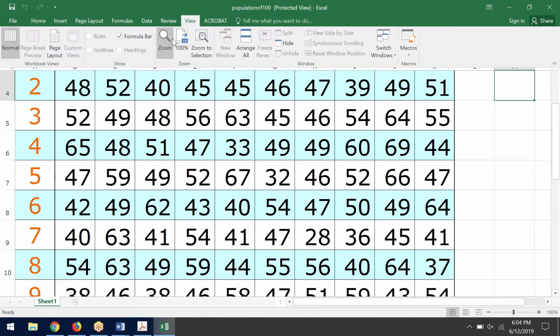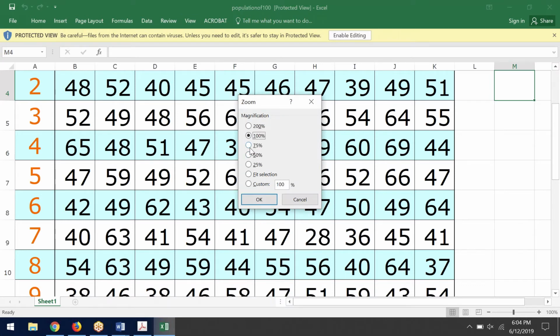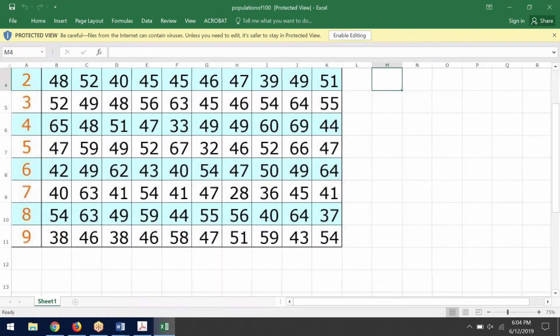Come on, give me a drop menu. Okay, so if we can fit them all in there. That works a little bit better.